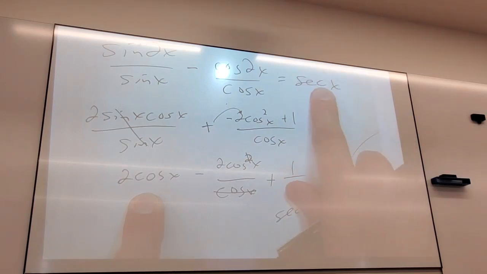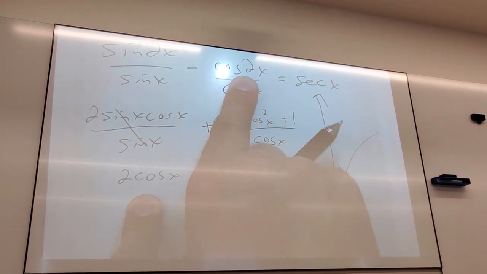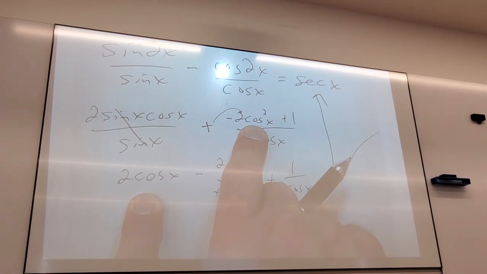I don't want any sine stuff, right? This is related to cosine, so I didn't want to pick one that had any sine in it. So of course we picked the one that only had cosine in it. Do you guys see that?